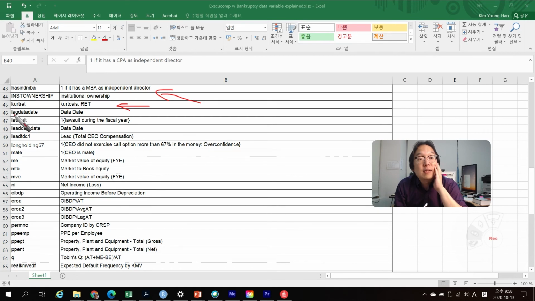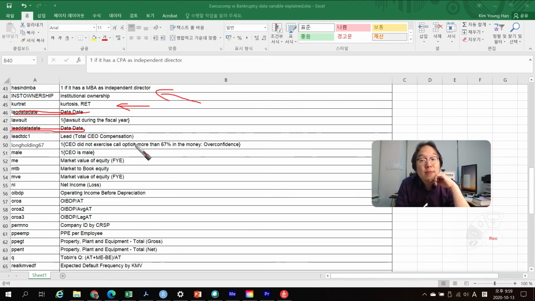Lag data date, this is the lag variable of data date, the fiscal year end date of the last fiscal year. I dropped it. Lawsuit 1, wow. I collected it from the Stanford database, hand collected, right? Mobilizing my RAs like crazy. And if there was a lawsuit in that concurrent fiscal year, the same fiscal year, it is 1, otherwise 0. It's not a lead variable, so you have to watch out. Lead data date, yeah, I just dropped it.